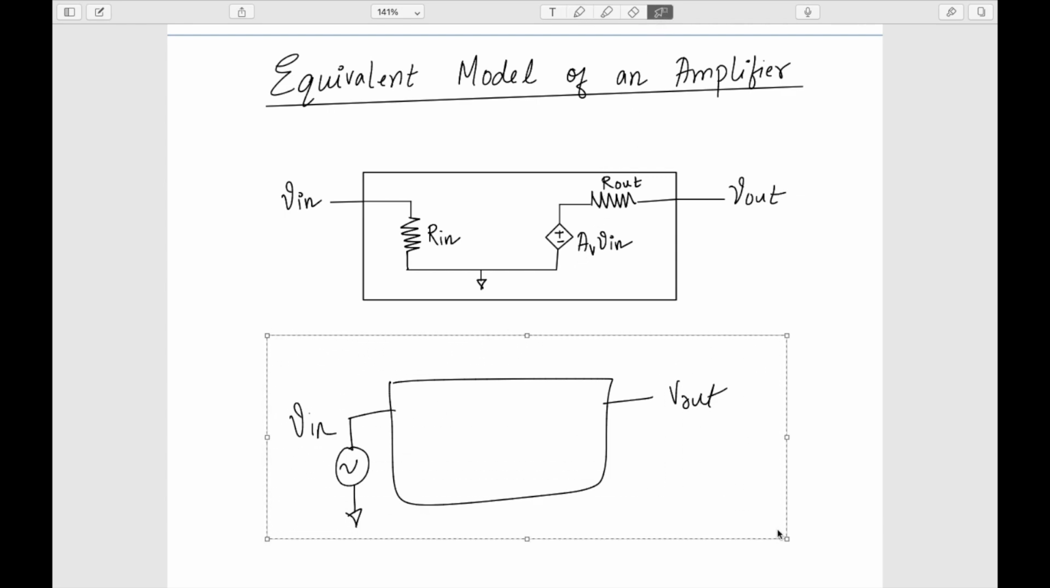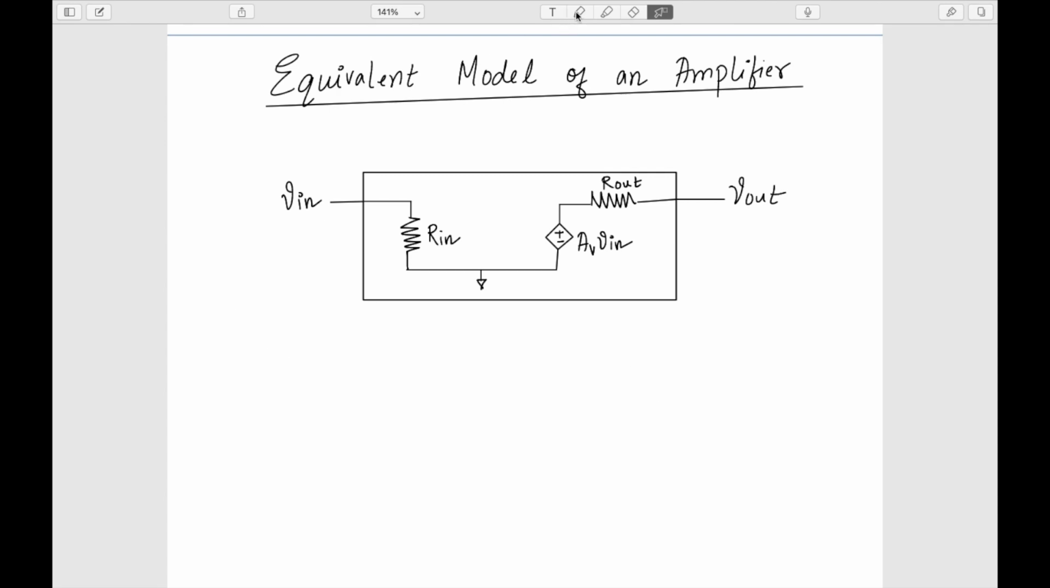Now if I apply a signal here, a stimulus Vx, then V in is equal to Vx here, and this is also AV into Vx. Here also, if I am not connecting any load, if the load here is infinite, no current is flowing through this, so my V out is AV into Vx.